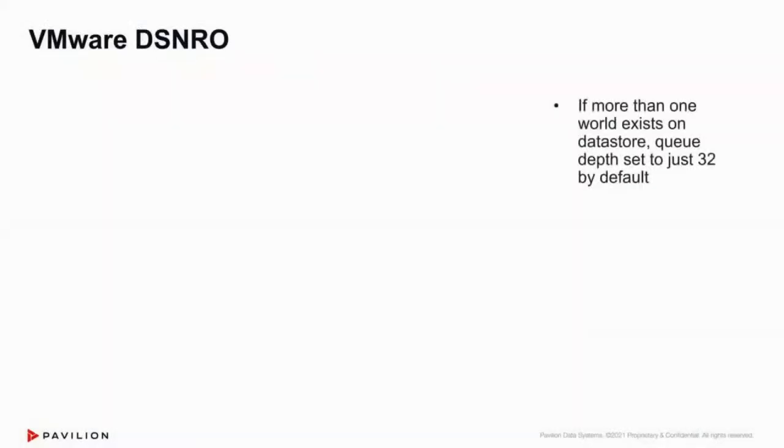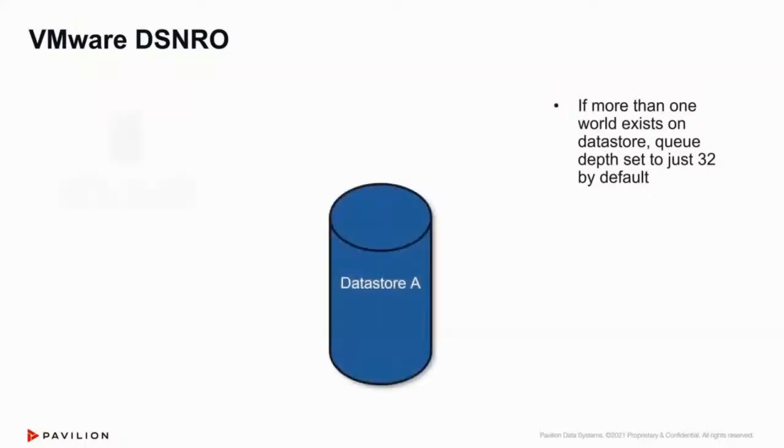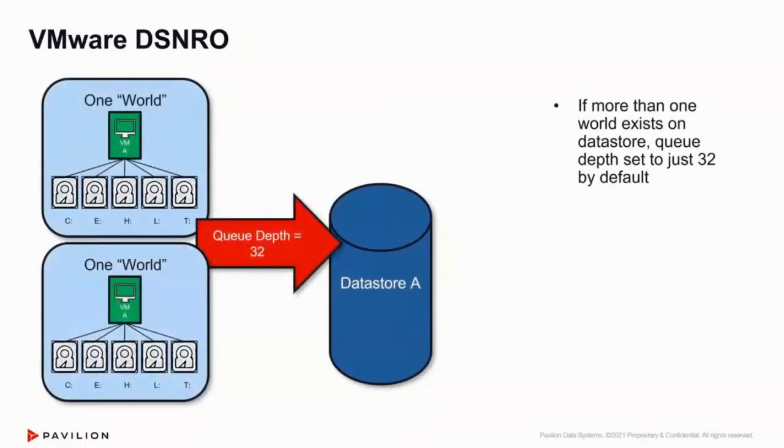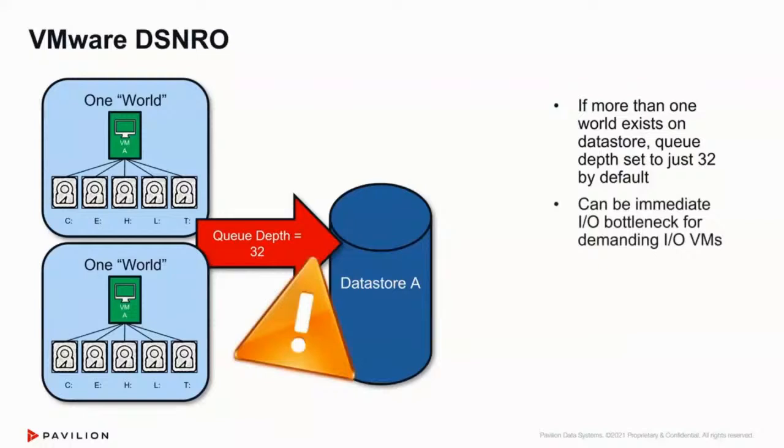Now, what normally happens, we're not doing one-to-one. That's a waste of time. People have a lot of stuff to do. It's a lot of micromanaging. If more than one world exists on that data store, the queue depth at that host to that data store drops to a value of 32. Silent. Nobody sees this stuff. It is an immediate bottleneck for anything that is even remotely demanding with storage.